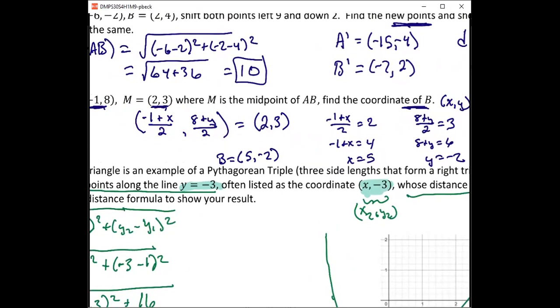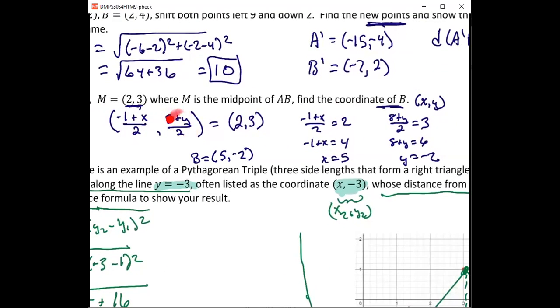And then from there, I could set this equal to 2, which I did over here. And then I could set this expression equal to 3, which is what I did here. And I could solve as 5, -2. That's where this is a very strict algebraic approach to it. I like it. There's nothing wrong with that.